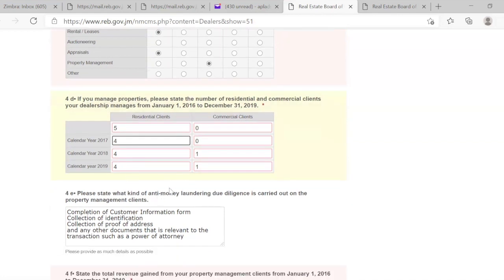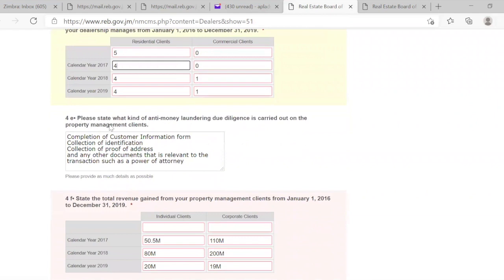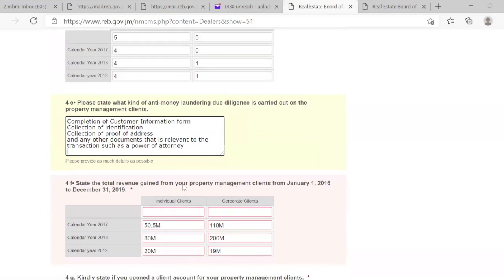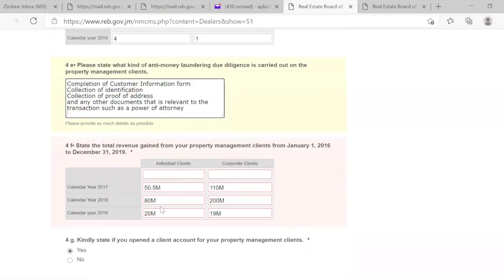You proceed, please state what kind of anti-money laundering due diligence is carried out on the property management clients. And I indicate some examples here: completion of a customer information form, collection of identification, collection of proof of address, and any other documents that are relevant to the transaction, such as power of attorney, right? That is necessary depending on how your dealership is operating and what information you collect on those property management clients.